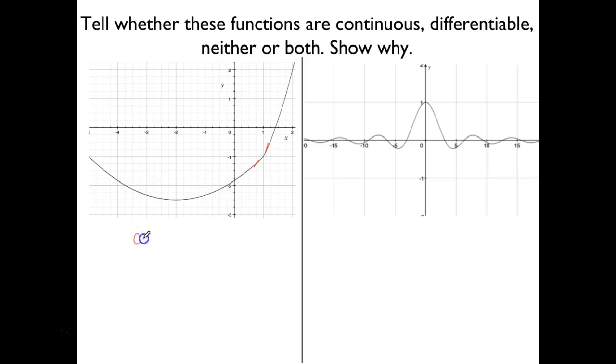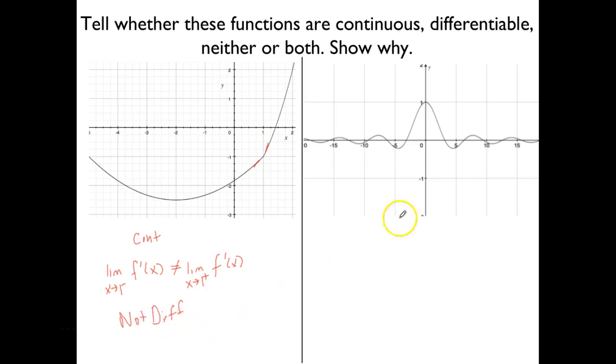So, the function is continuous. It has a limit, it has a point, and they're equal. But the slopes on the left, so the limit as x approaches, looks like we're talking about 1 again, 1 from the left of the derivative, so the slope from the left does not equal the slope from the right. Okay, so therefore it is not differentiable.